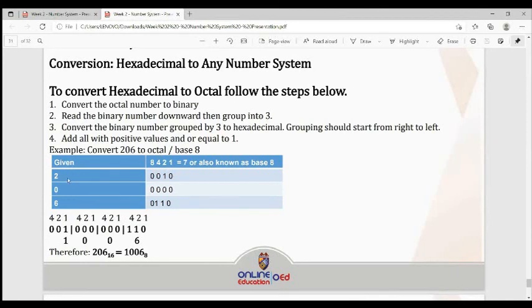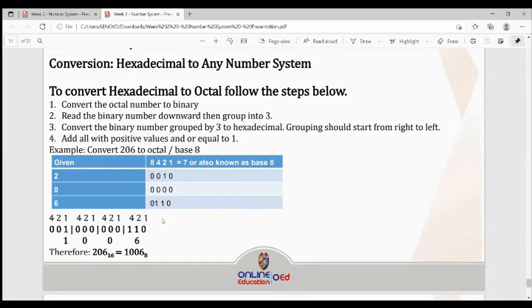So, ang gagawin muna natin, i-convert muna natin si 206 into 4-bit. So, we have 0010, then 0000, then 6 is 0110. Then, after that, pagsama-samahin natin sila. So, pag pinagsama-sama mo na yan, so mag-start tayo dito. 0110, ito yon 0110. Then, we have 0000. Then, 0100. So, that's it.